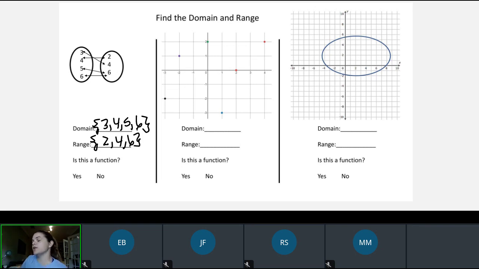So now I'm going to ask myself, is this a function? Do I have any x's in this column that repeat? No. Do I have two lines coming from any of the numbers? No. So this one is a function.